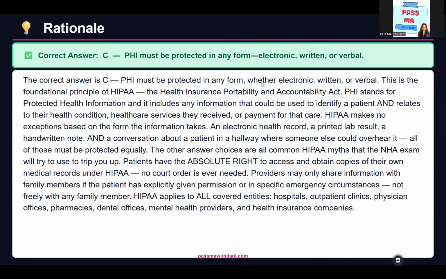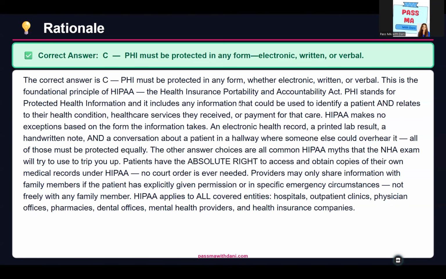For number 38, if you said C, PHI must be protected in any form, electronic, written, or verbal, you are correct. This is a foundational principle of HIPAA. Again, remember, I know we said it, but I'm going to say it again. HIPAA stands for the Health Insurance Portability and Accountability Act. And we talked about PHI. Again, remember, PHI stands for Protected Health Information. Now, when we talk about PHI, this includes any information that can be used to identify a patient, and it does relate to their health condition, any healthcare services they receive, or even payment for their care. HIPAA does not make an exception for anything based on the form of the information taken.